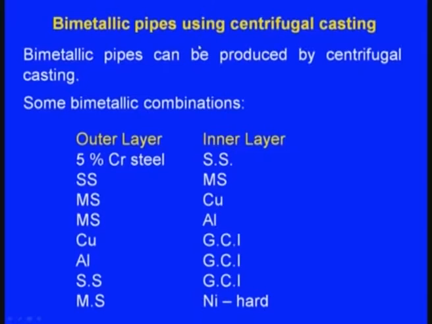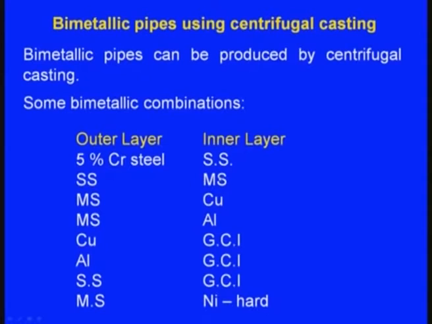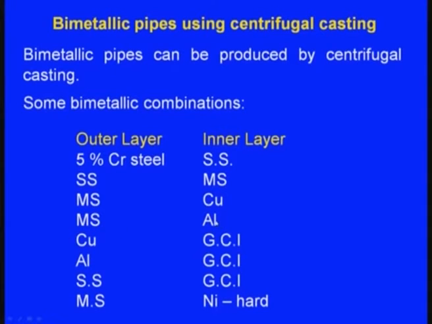Now, bimetallic pipes using the centrifugal casting process. Bimetallic pipes can be produced by the centrifugal casting process, and some bimetallic combinations are as follows. We can see here, these are the outer layer alloys, and these are the inner layer. For the outer layer you can see 5% chromium steel, and for the inner layer it is stainless steel. For the outer layer stainless steel and for the inner layer mild steel. For the outer layer mild steel and the inner layer copper. For the outer layer mild steel and for the inner layer aluminum.